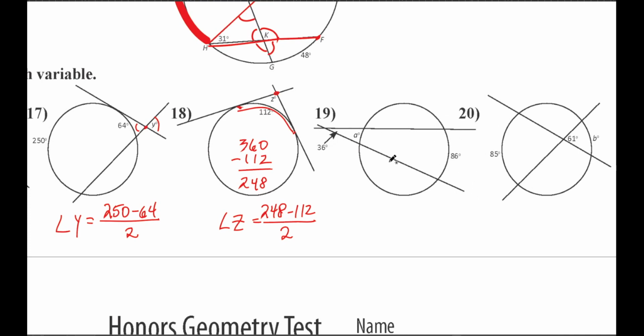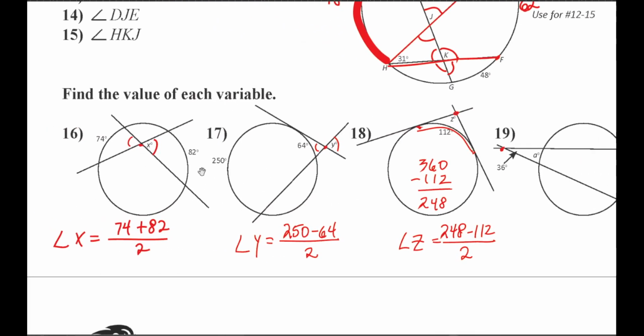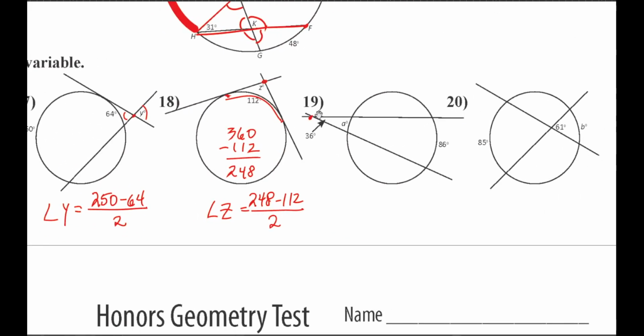Secants, right? They're 2 secants and they intersect outside the circle. Thought we already had 2 secants. Yeah, no, we had 2 secants inside the circle. This is 2 secants outside the circle. So if it's outside, what do we always do with those 2 numbers, the 2 arcs? We subtract, okay? So let's do that.